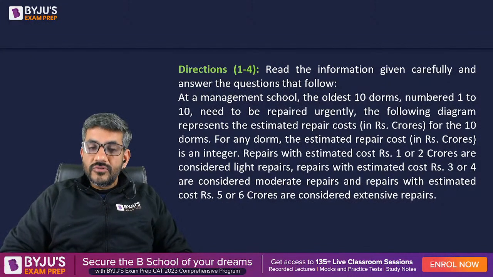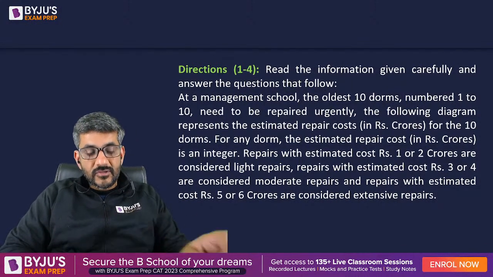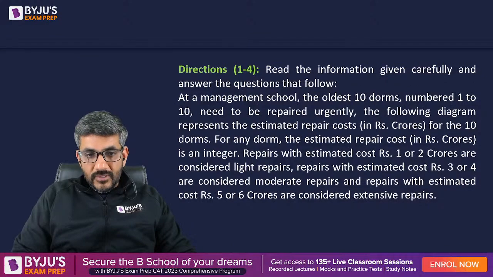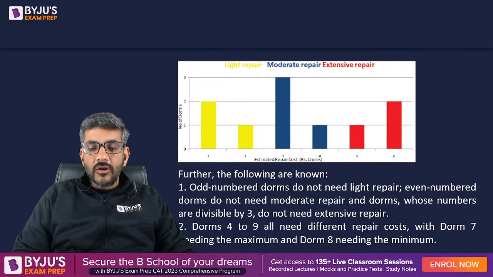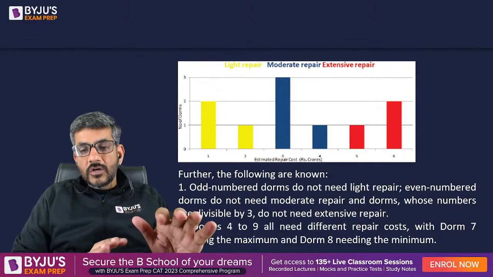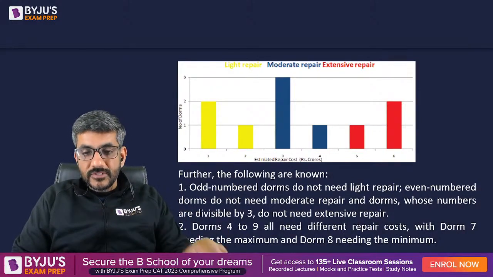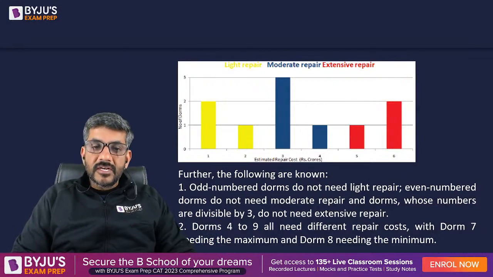A graph would be represented to you showing how many dorms are to be repaired at what cost. He has already told you that a light repair is 1 or 2 crore, a moderate repair is 3 or 4 crore, and an extensive repair is 5 or 6 crore. I'm sure this data is understood by all. Let's have a look at this graph as well, and along with it there is some information too. All the questions are based only on the information that you see on your page now. So spend 2-3 minutes on this. Try to conclude whatever you can from this, and then we will start doing the questions.